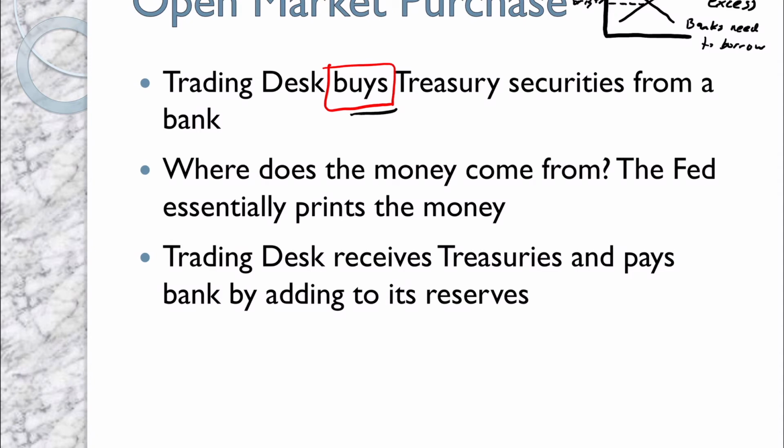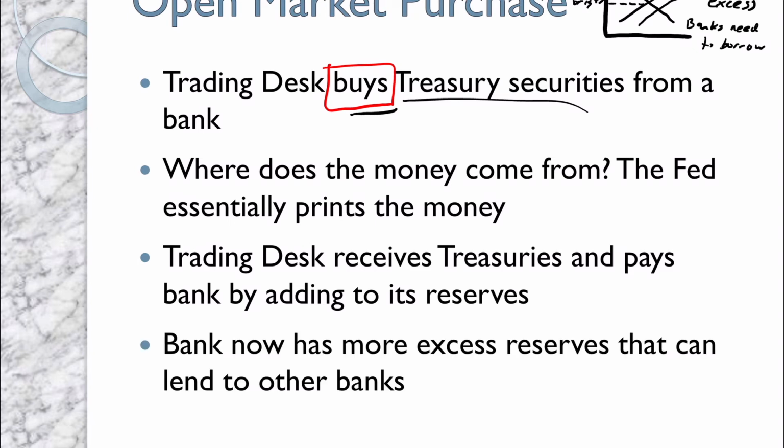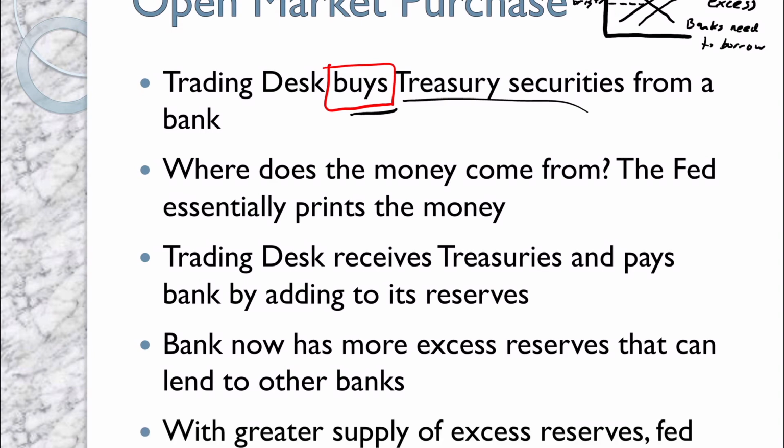So this bank with the excess reserves has treasuries and also has their excess reserves, right? When the trading desk purchases these treasury securities from the bank, the treasury part of the bank's holdings goes down, and their excess reserves go up. As a result, they have more funds to lend out to these other banks. And with a greater supply of excess reserves, the federal funds rate will fall.